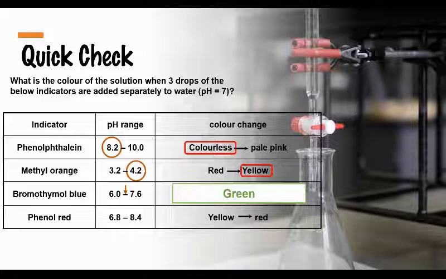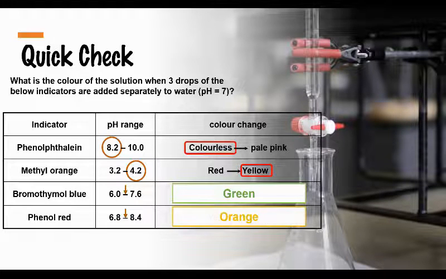Next, phenol red. Phenol red has a color change of yellow to red. Since the pH of water is 7, which is in between the pH range of phenol red, hence, the color of the solution should also be in between yellow and red, which is orange.